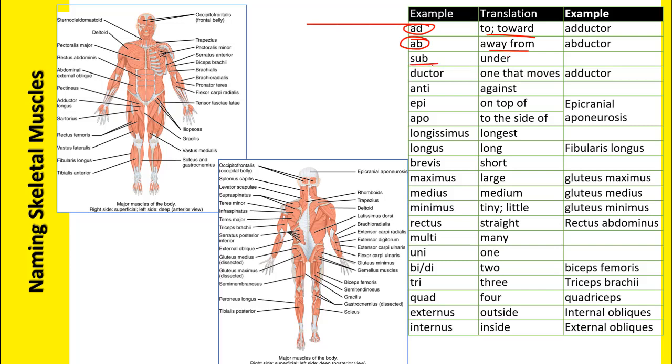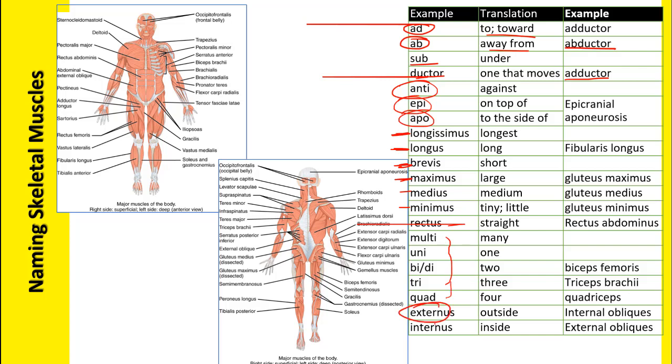Sub means under. Adductor means moving toward. Abductor means moving away. Then you've got anti, epi, apo, and then you've got longissimus and longus, which should be self-explanatory. Brevis, short. Maximus, large. Medius, medium. Minimus, tiny or little. And then rectus means straight, right? And then multi, uni, bi, di, tri refers to the number of insertion points, and quad as well.